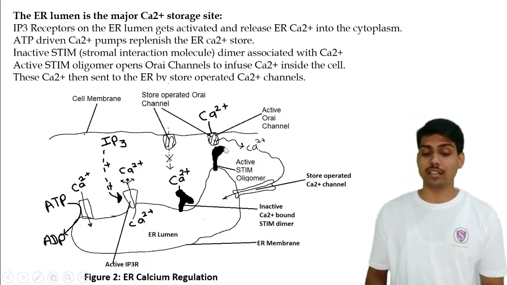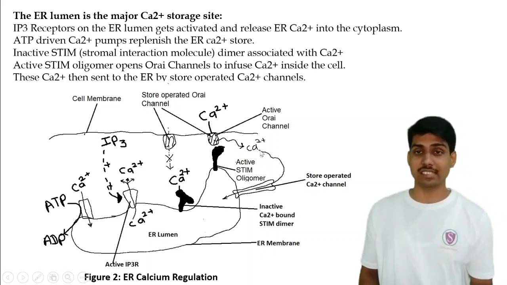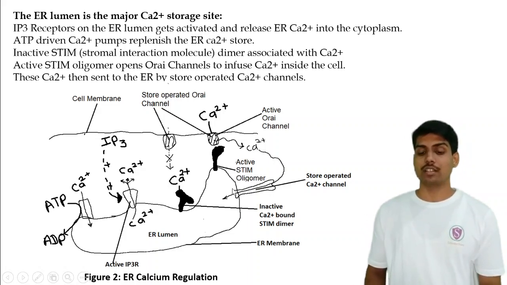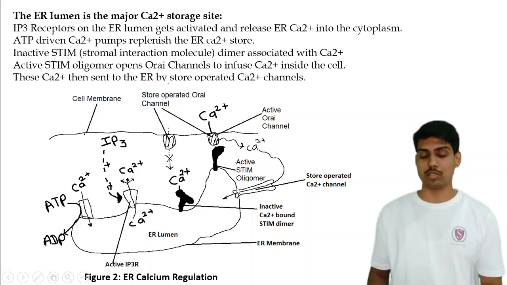So once it becomes active, it also draws calcium through these Orai channels, and this calcium which comes inside the cell is stored inside the endoplasmic reticulum with the help of store-operated calcium channels. So that's why the balance of calcium is maintained.